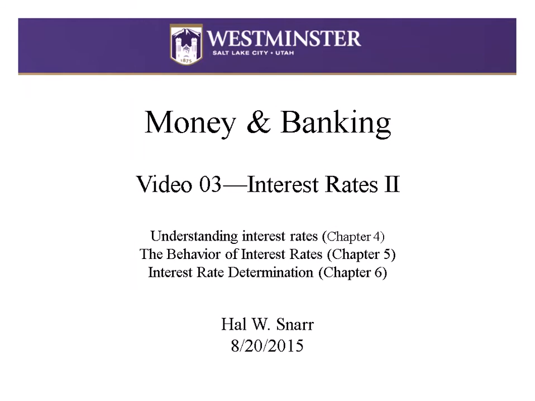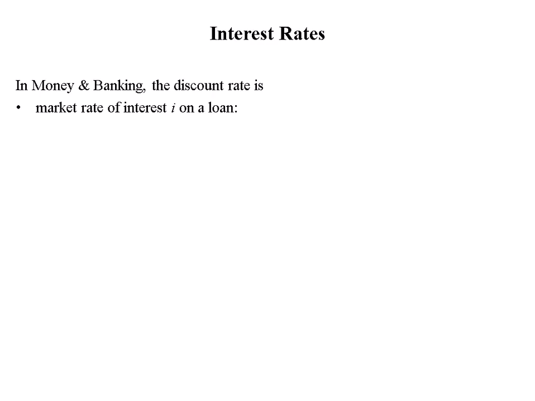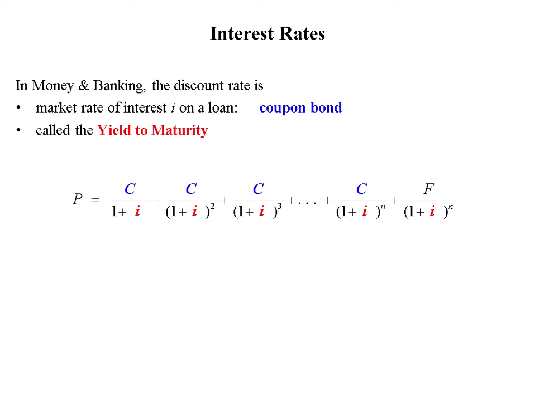In this video, we're going to better understand how interest rates are determined in financial markets. That's chapter 4 of our textbook. In money and banking, the discount rate is a market rate of interest on a loan of some sort. We call it the yield to maturity. And for the equation below, the yield to maturity is the red I.